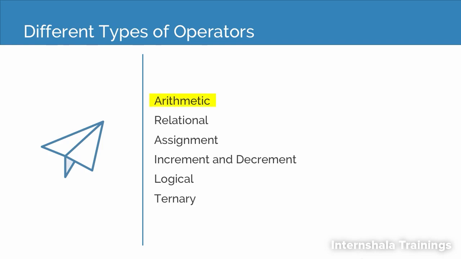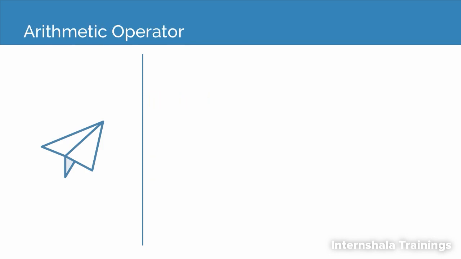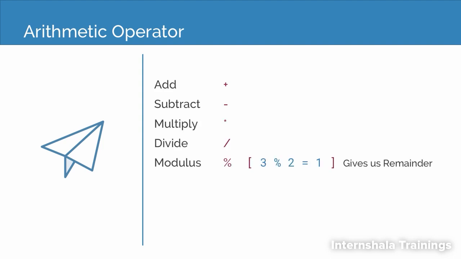Let us now proceed and check out what is the arithmetic operator in Java. Now the arithmetic operator helps us to perform the mathematical operation between two variables or numbers. So we have the add operator, subtract, multiply, divide, and also the modulus operator. The modulus operator simply divides two numbers and gives us the remainder in the output.